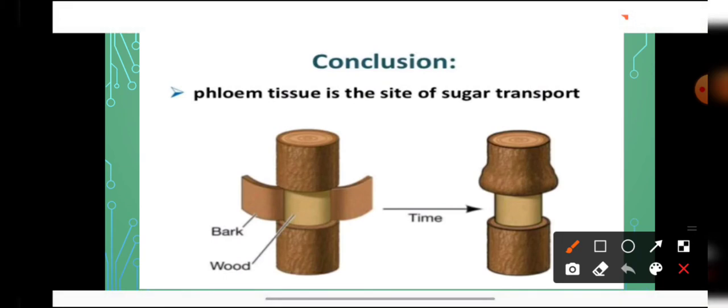So what is the conclusion of this experiment? It is the conclusion that it is the phloem tissue which is the site for the sugar transport. So this experiment confirms that it is the phloem which is the pathway for the movement of organic solutes.